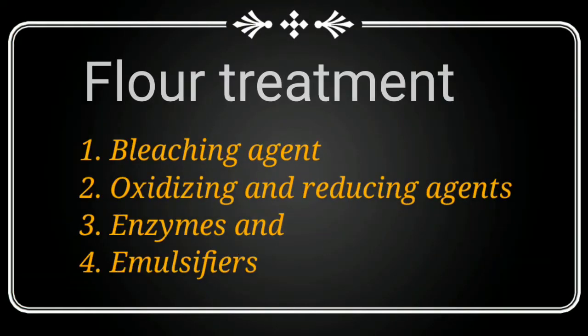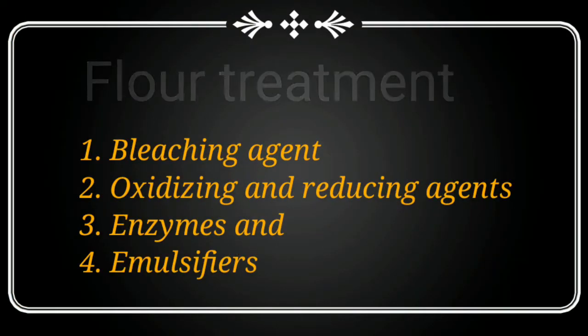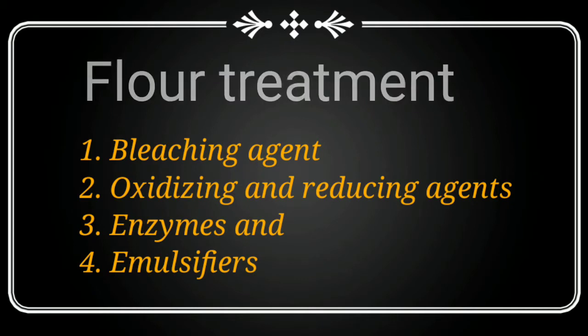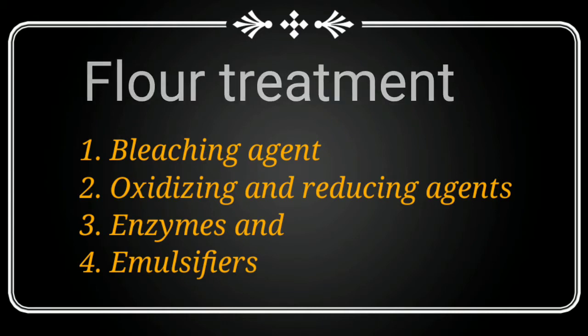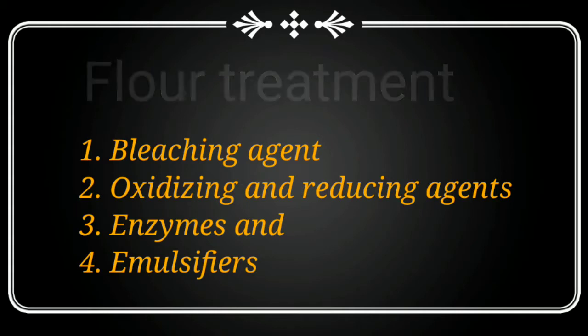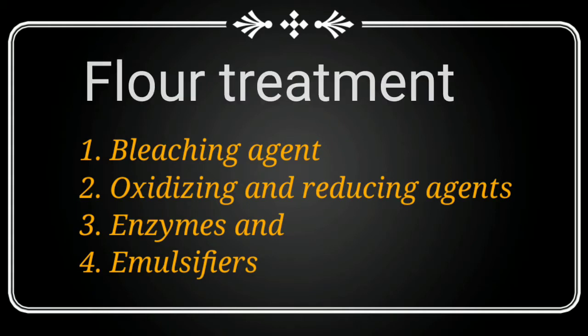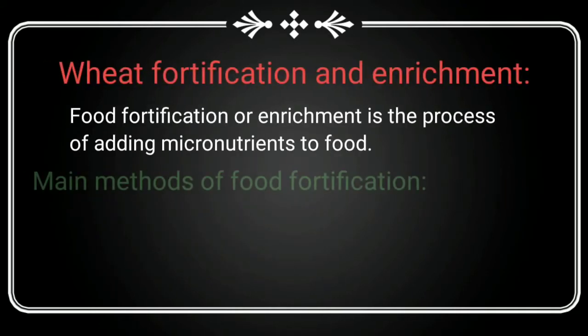Flour treatment. Flour treatment agents are used to increase the speed of dough rising and to improve the strength and workability of the dough, which fall into four main categories: 1. Bleaching agents, 2. Oxidizing and reducing agents, 3. Enzymes, and 4. Emulsifiers.